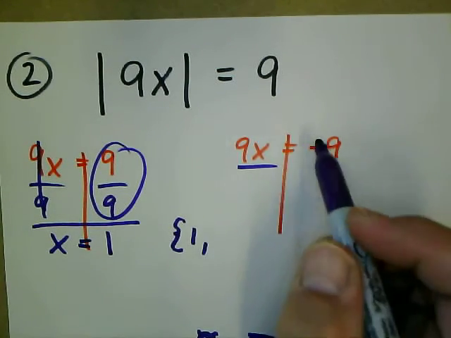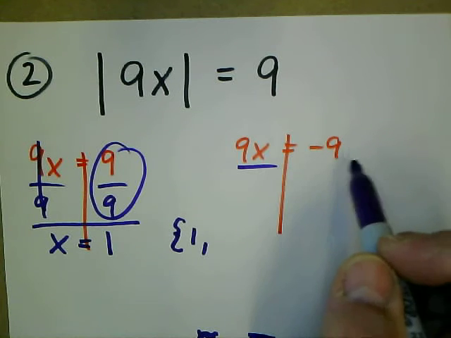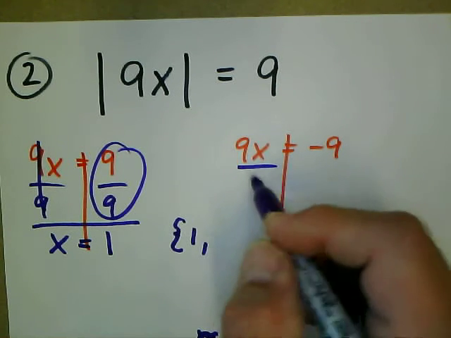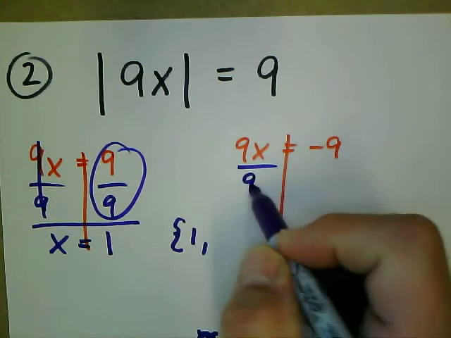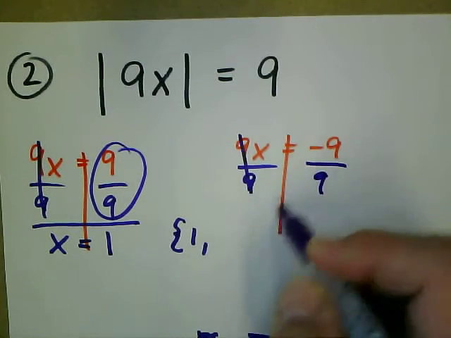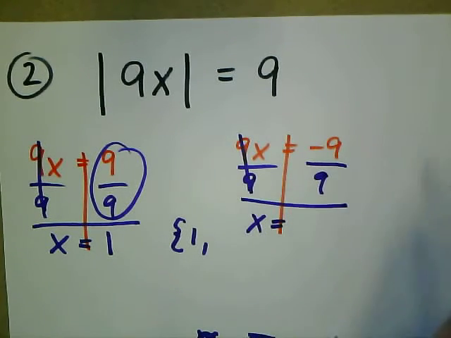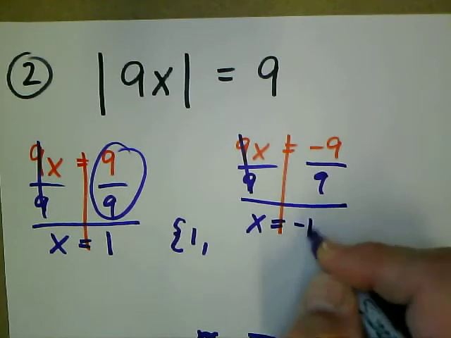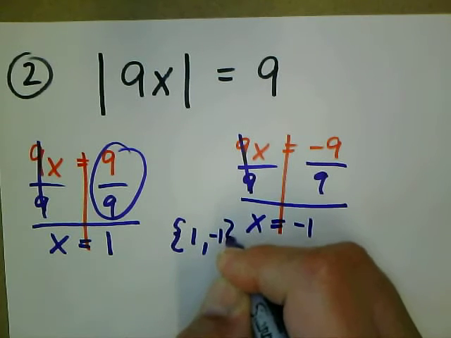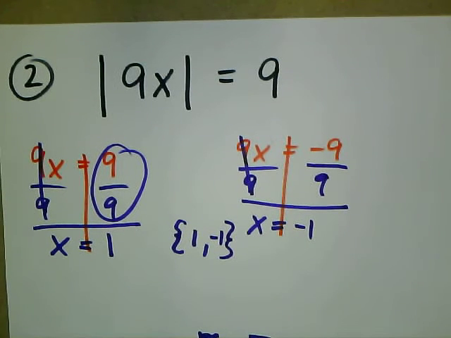Over here, same thing. Cannot distribute, cannot combine like terms, no extra variable. Nothing added or subtracted, but there is something multiplied or divided. So since it's times 9, we're going to divide by 9. Our 9's are gone. And -9 divided by 9 is -1. So our two answers are 1 and -1.